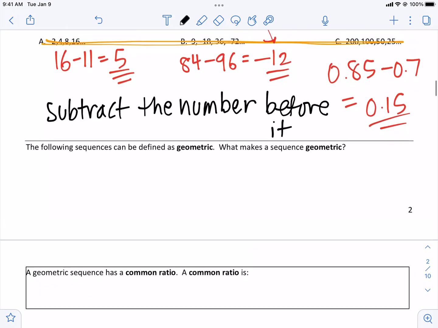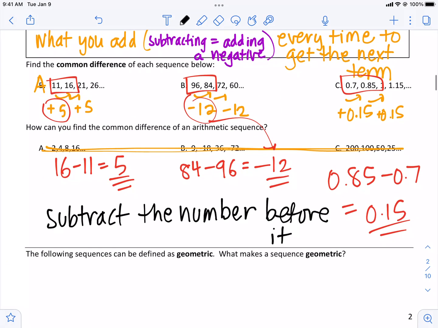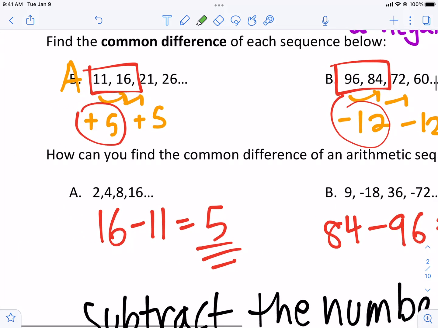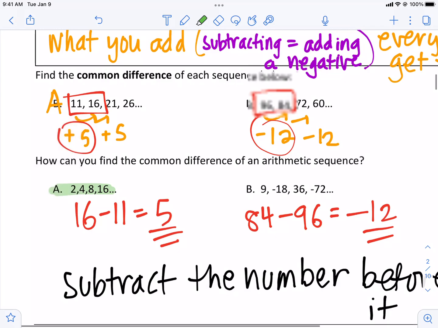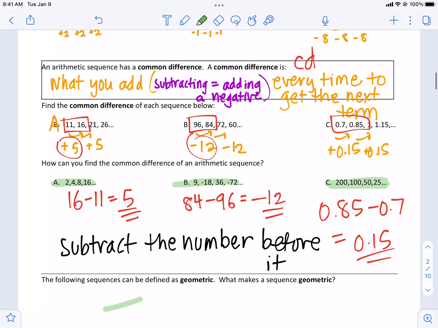All right, the following sequences can be defined as geometric. What makes a sequence geometric? And that's where I was supposed to put these numbers right here. So I'm going to highlight now the numbers that we'll look at. So A, 2, 4, 8, 16. B is 9, negative 18, 36, negative 72. And C is 200, 150, and 25. Those are all geometric. What do you think makes a sequence geometric?